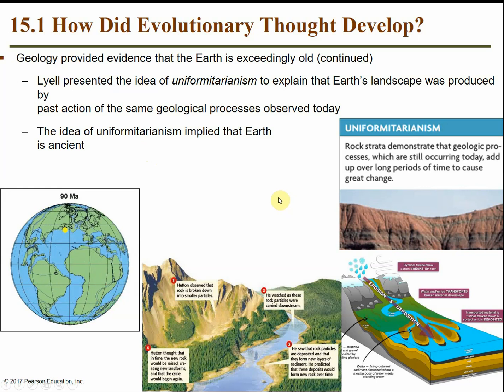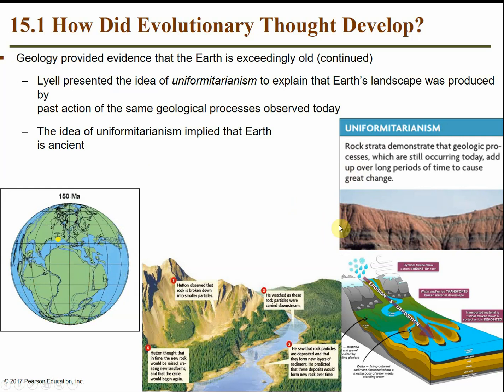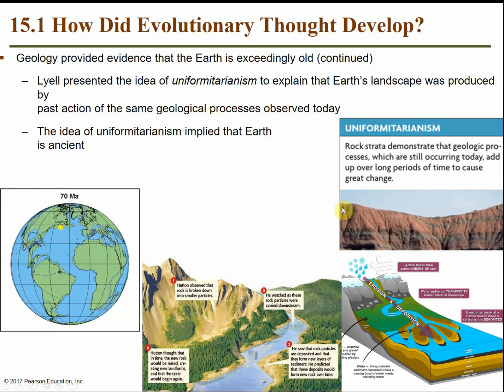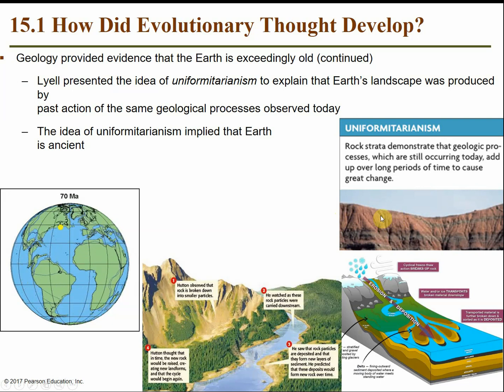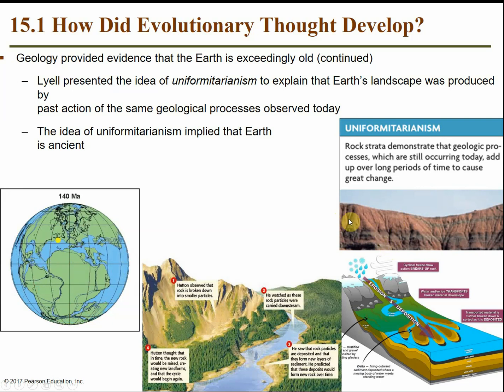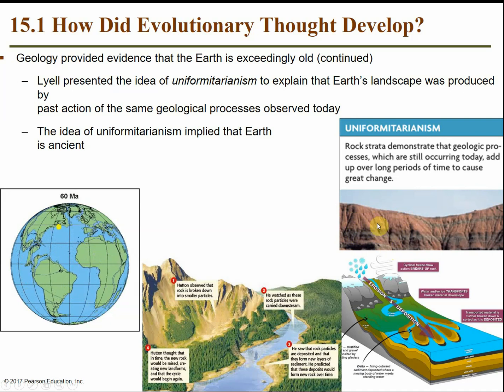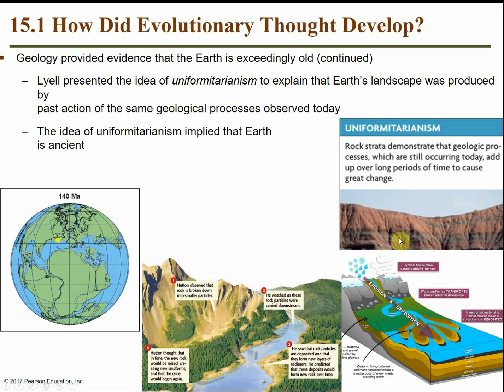It must have taken a really, really long time to get to where we are now. So again, these rock strata or rock layers can demonstrate these processes. It's still occurring today. So over long periods of time, we can have these great changes in the terrain and the landscape. So when you look at the side view of a mountain or a rock like this, these different layers represent different geological time periods.